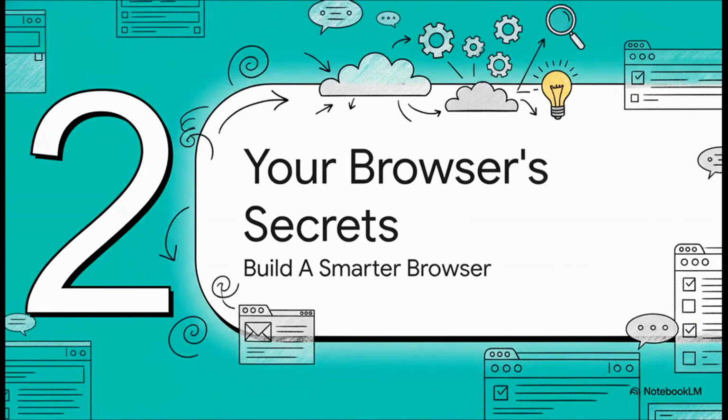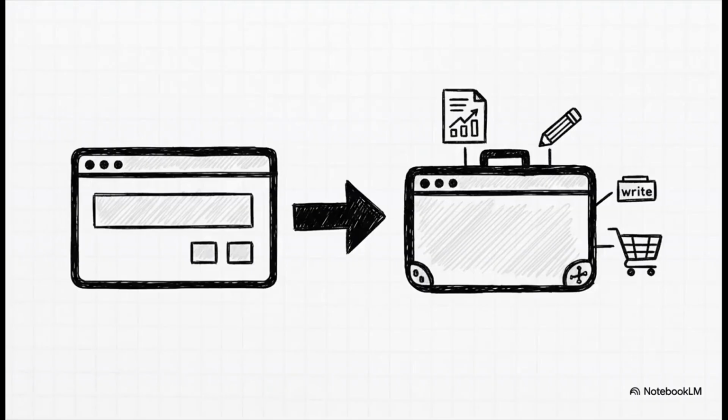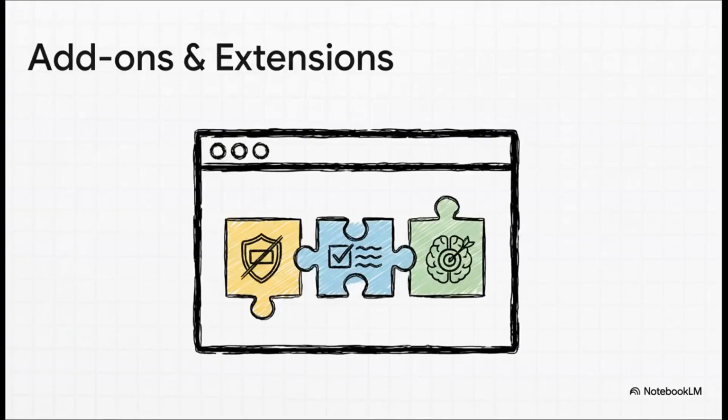Now that we've tidied things up a bit, let's get proactive. Let's build a browser that works less like a tool and more like your own personal assistant. I'm not kidding. We can totally expand what your browser is capable of. It doesn't just have to show you websites. It can actively help you work smarter, write better, and even shop with more confidence. The secret here is using add-ons and extensions.